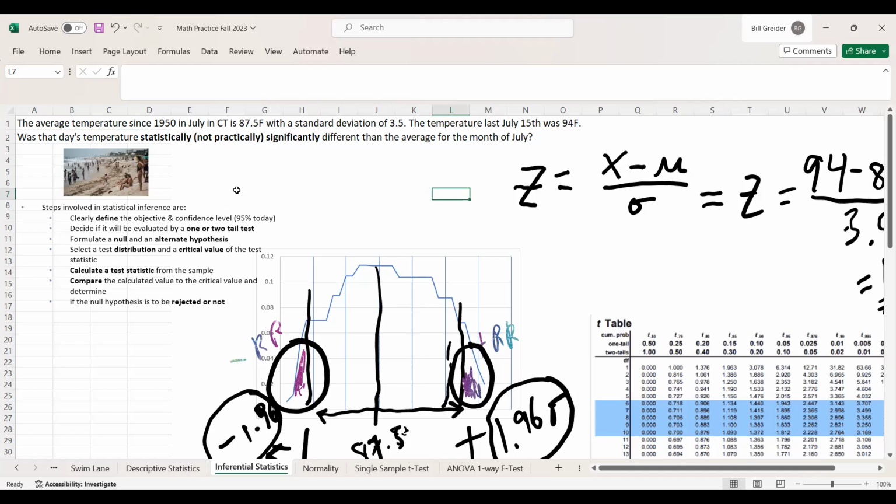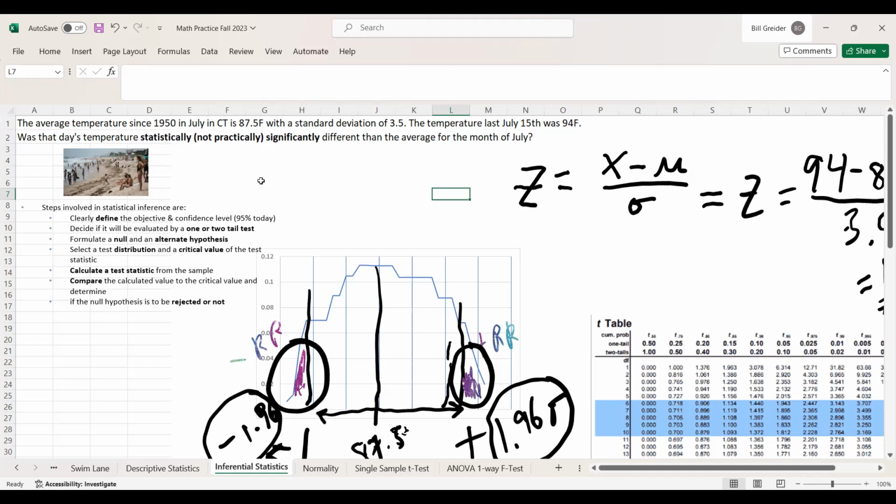And the steps were, and again, you're going to hear this about 10 times today: define the objective and the confidence level. In this case, we did 95%. We want to be 95% confident, which is the same as an alpha of 5%. If it's 90% confident, then alpha is going to be 10%, or 0.1. Decide if it's going to be a 1- or 2-tail test, and that's usually determined by the hypothesis.